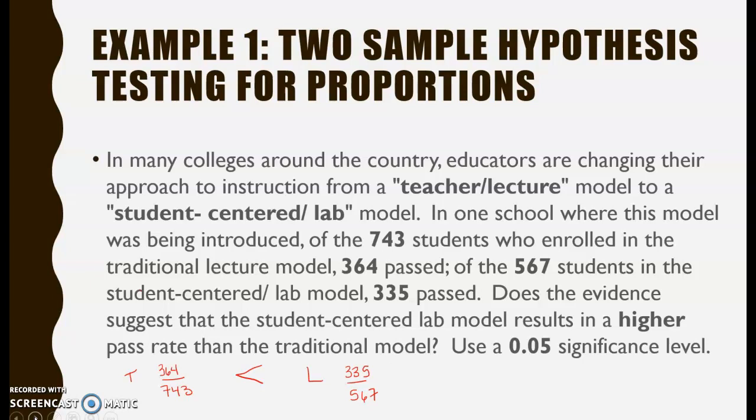Does the evidence suggest that the student-centered lab model results in a higher pass rate than the traditional model? And we want to use a 0.05 significance level.